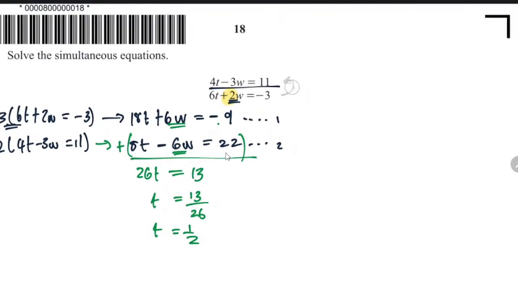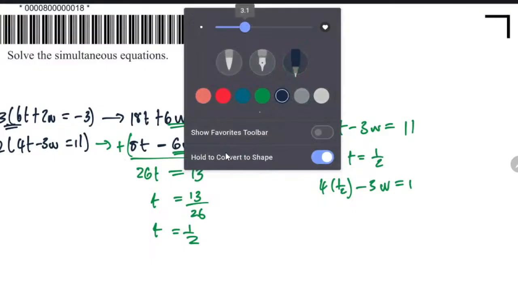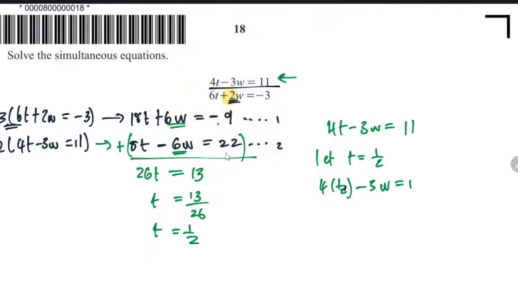Now you take anything. You can take even this one to say 4T minus 3W is equal to 11. Now you say let T be equal to half. It will be 4 by half minus 3W is equal to 11. Which becomes 2 into 2, 1 into 4, that's 2. So it becomes 2 minus 3W is equal to 11.